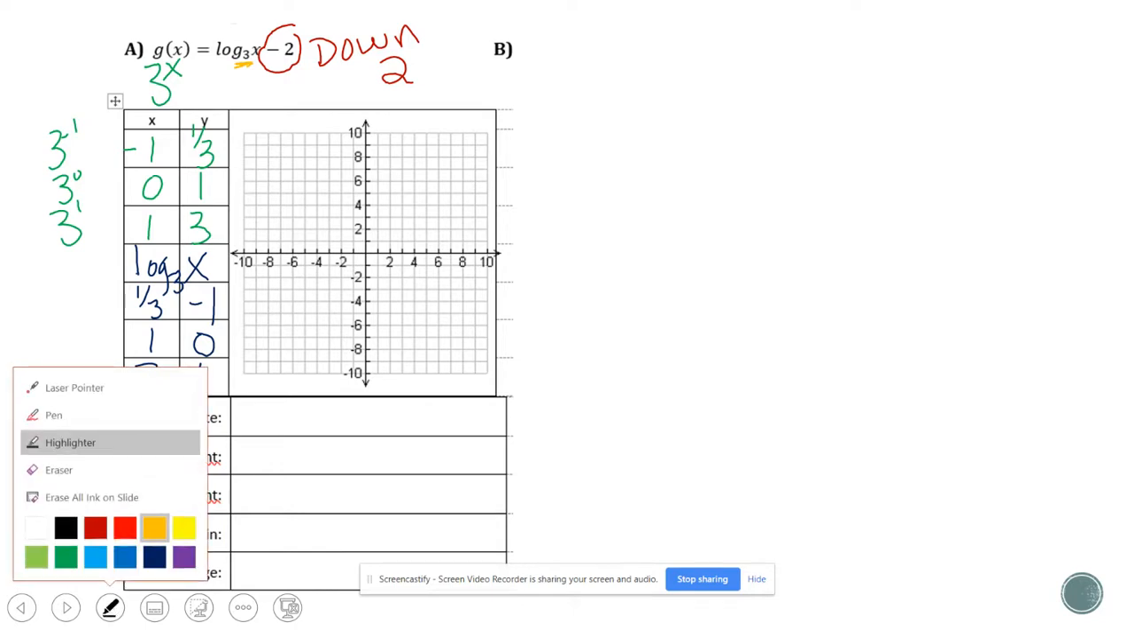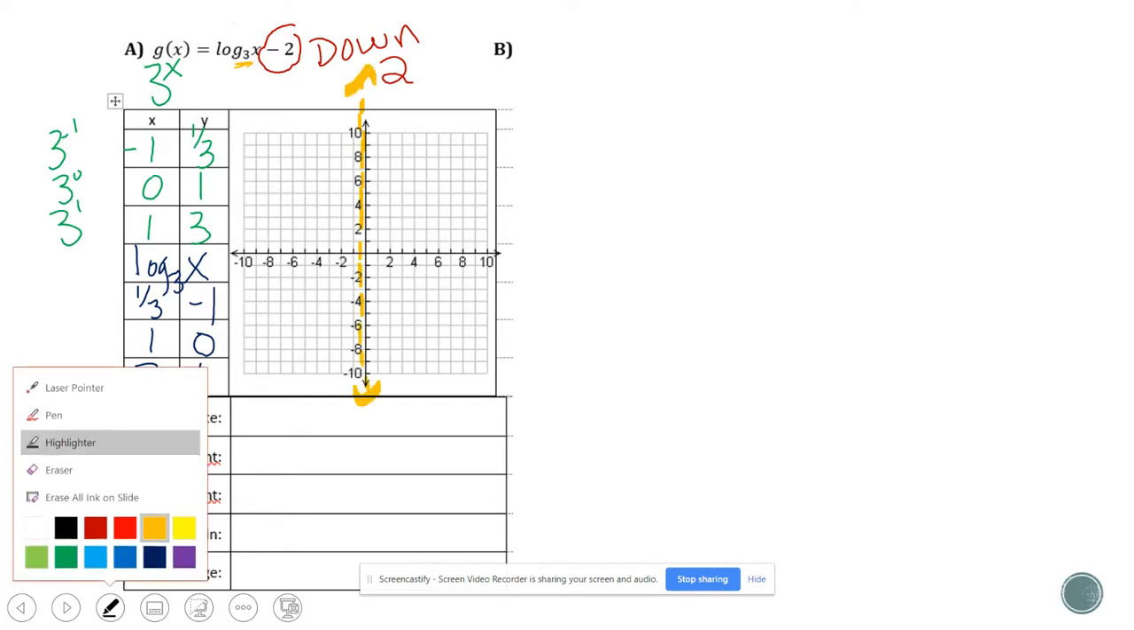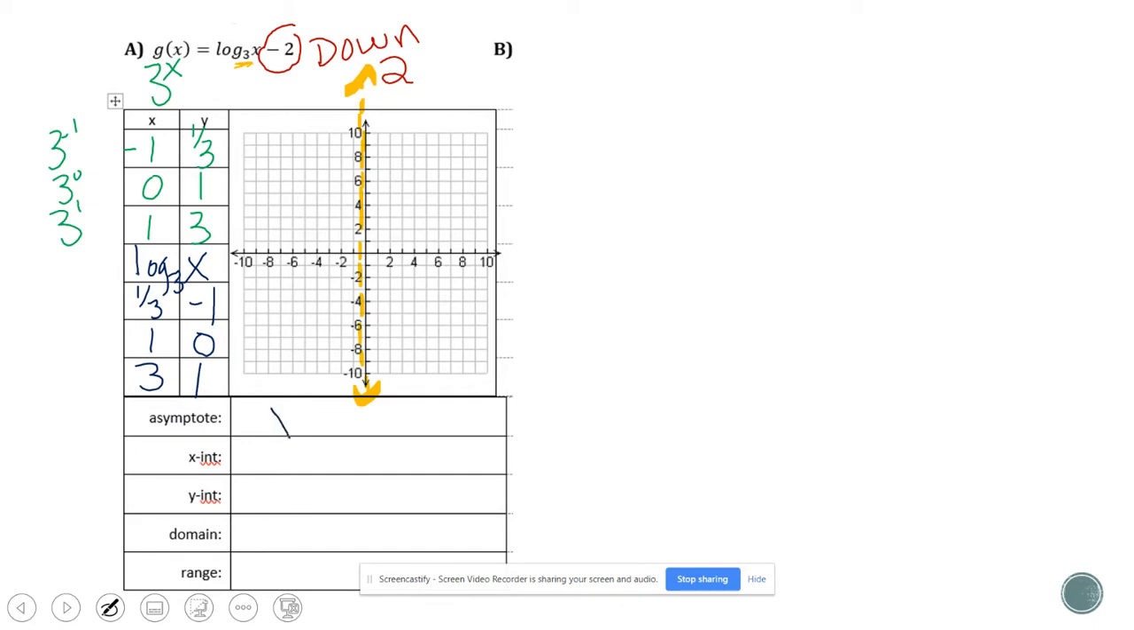Because we went down 2, our asymptote does not change. Our asymptote only changes when we go left or right. So our asymptote is still here at x is equal to 0.